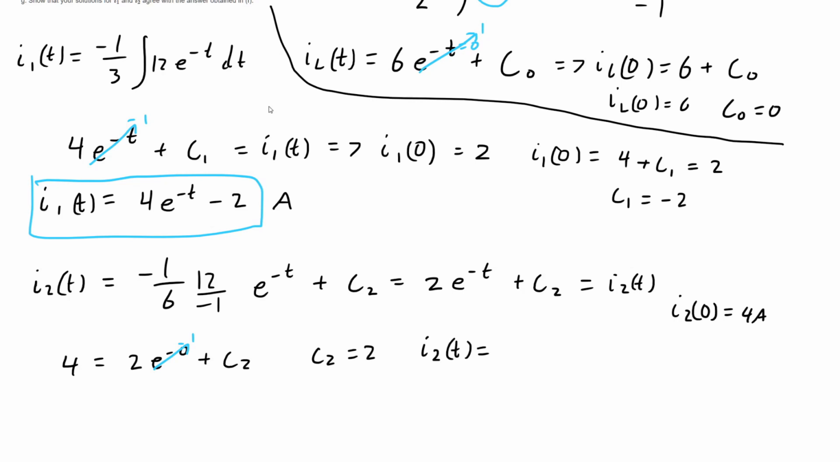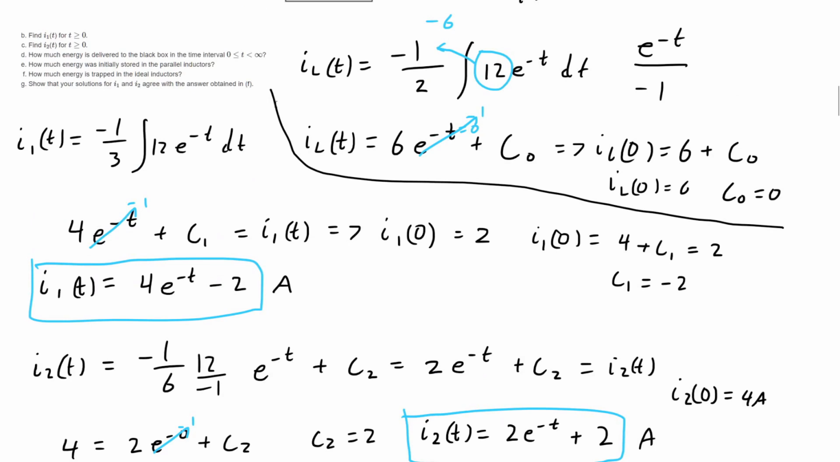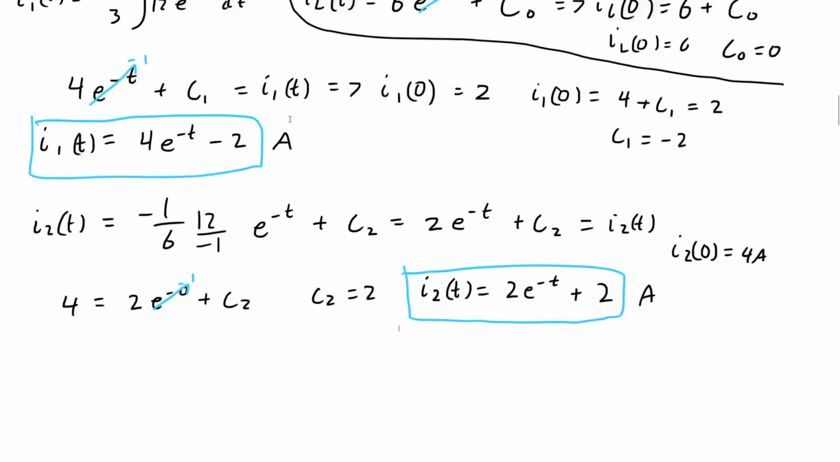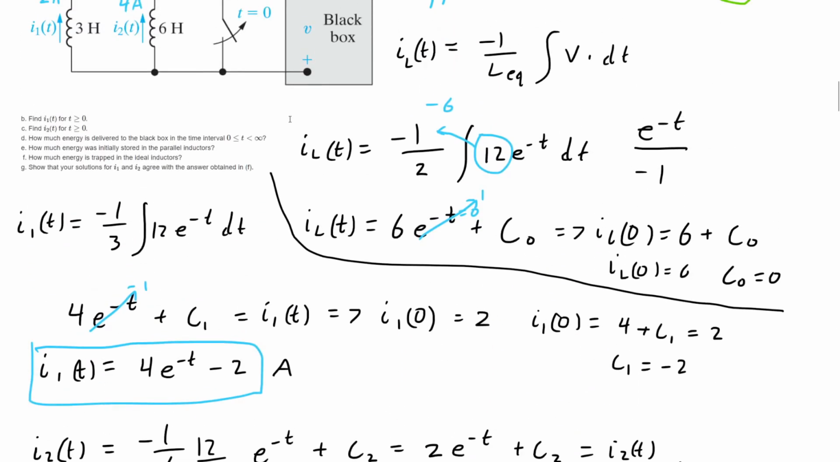I2(t) is going to be 2e^(-t) plus c2, which is 2 in amperes. So that's the first three parts of this problem. Now we want to find how much energy was delivered into the black box.